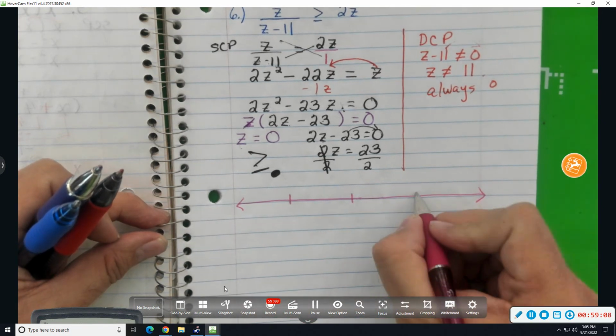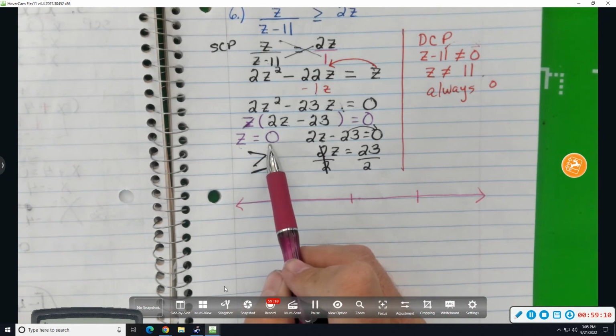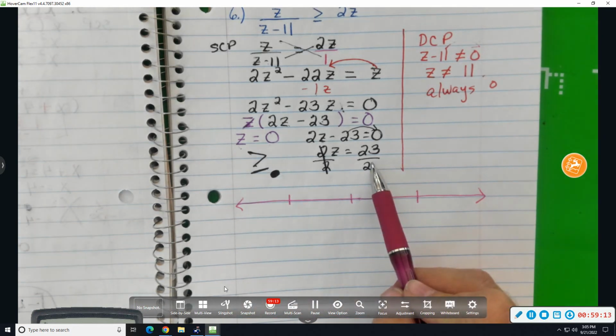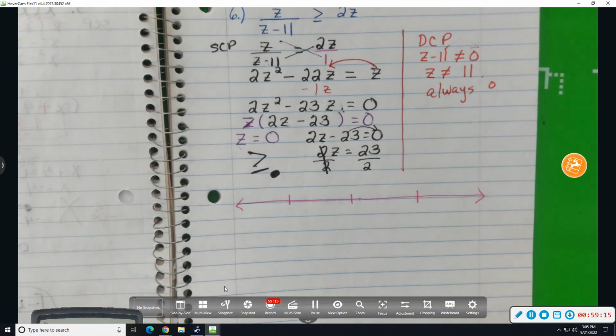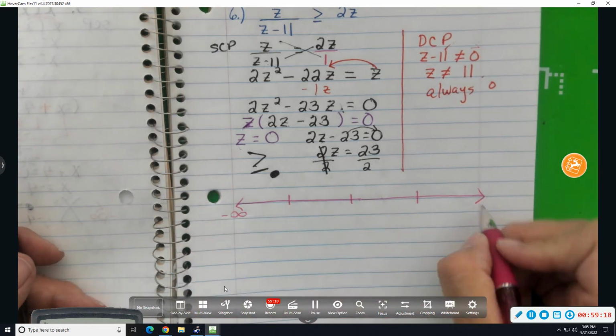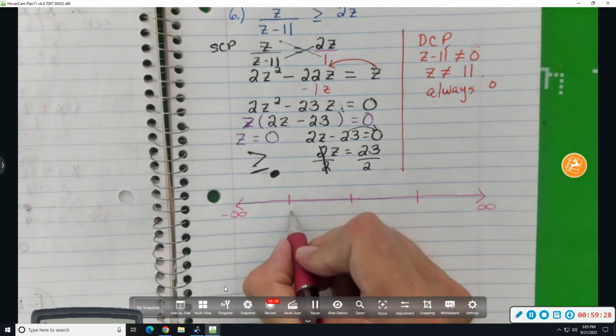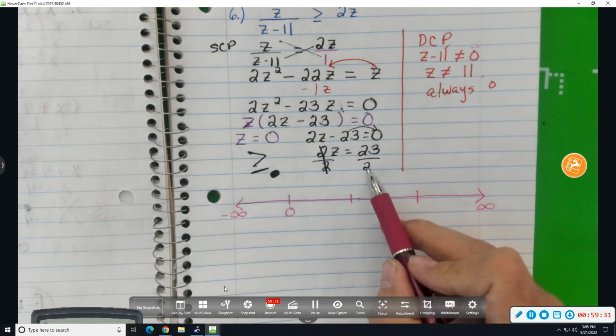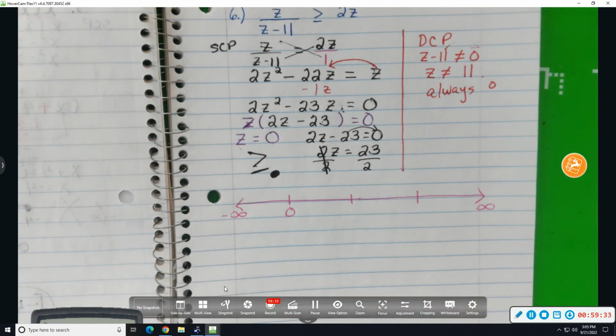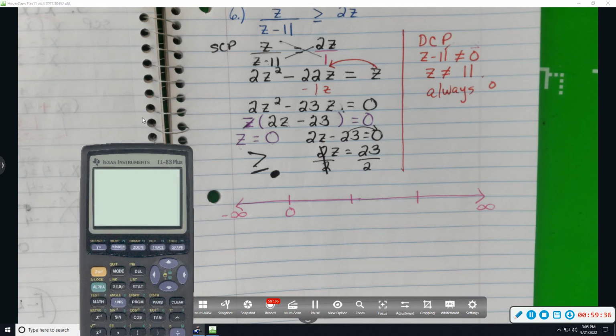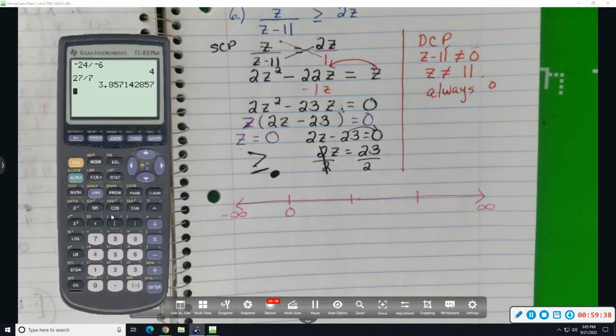Okay, there's 3 cut points. There's the 0, 23 over 2, and 11. Let's make sure we get them in numerical order. Which one is closest to negative infinity? The 0. Now that leaves 23 over 2 and 11. 11 would go next because 23 divided by 2 is 11.5.